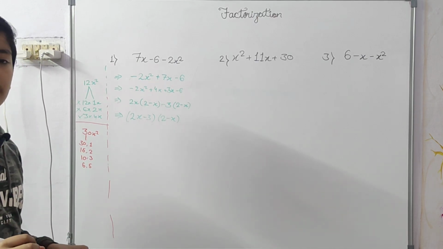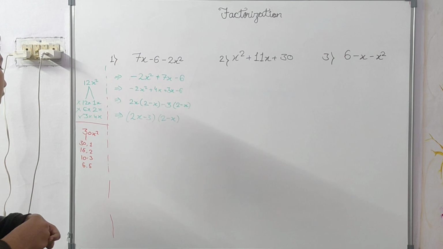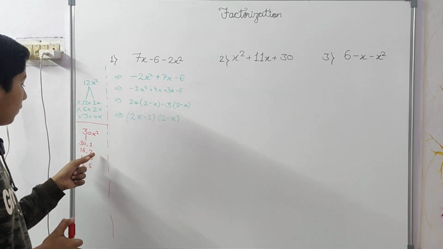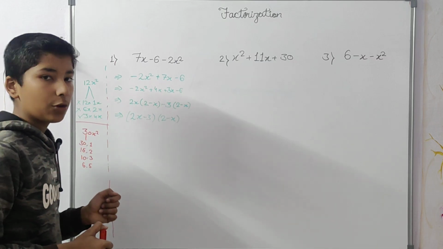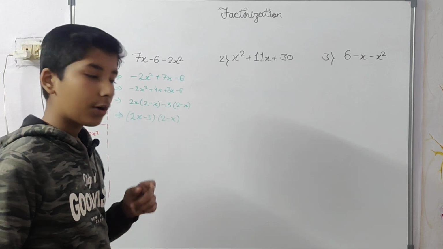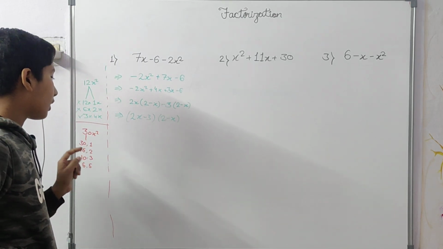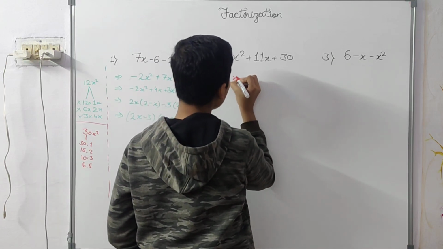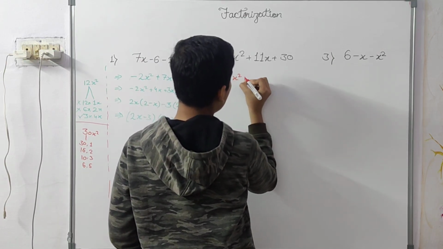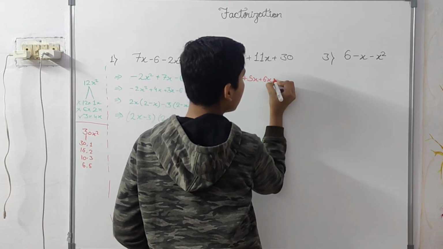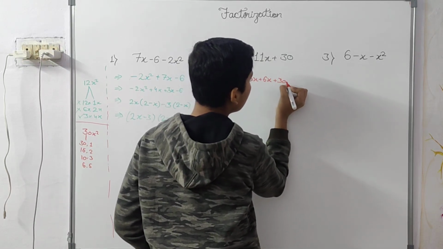So I'll directly choose by this. 30 plus 1 is 31, not equal to 11. 15 plus 2 is 17, again not equal to 11. And 10 plus 3 is 13, again not equal to 11. Last option 6 plus 5, which is equal to 11. So we will write x square plus 5x plus 6x plus 30.